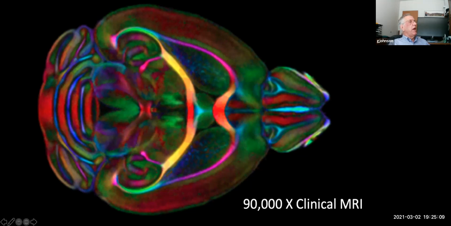So if it's from posterior to anterior, it's colored green. If it's left and right, it's colored red. And if it's in and out of the plane, as you see here, it's colored blue. So the color fractional anisotropy is giving us great information on the anatomical detail.